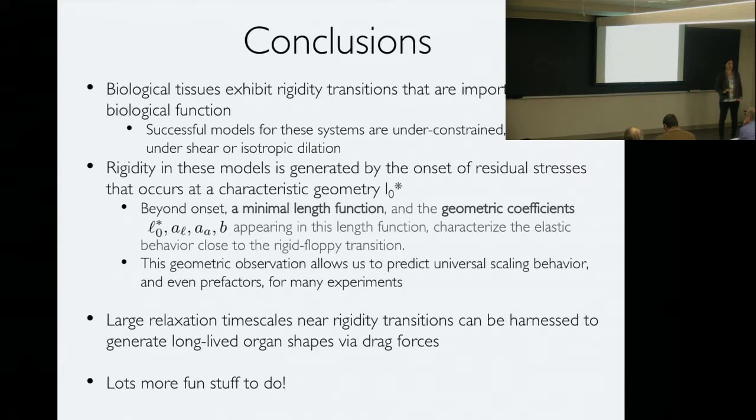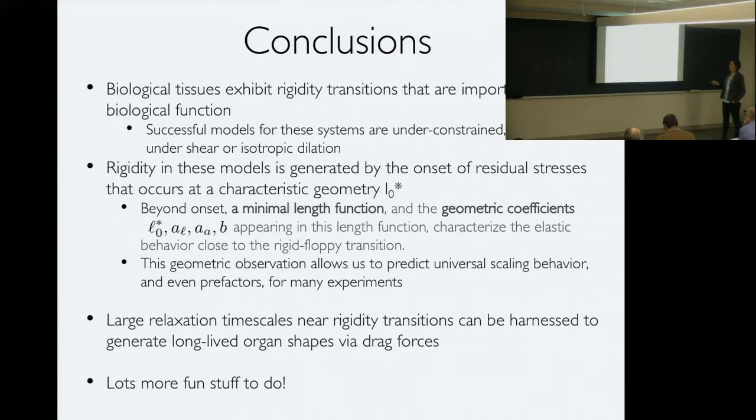And so in order to get rigidity in them, you really need this type of geometric incompatibility where your box size doesn't match up with the inherent properties of the objects. Okay, and the rigidity in these models is generated by an onset of residual stresses.